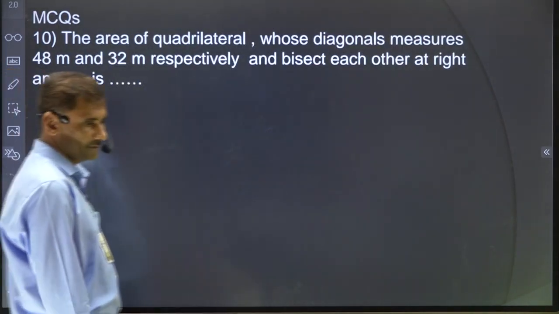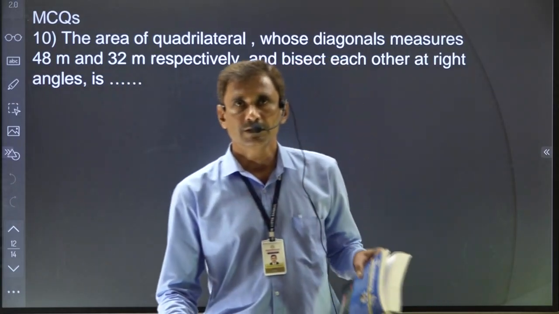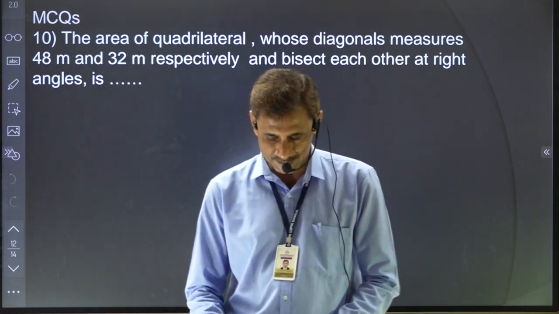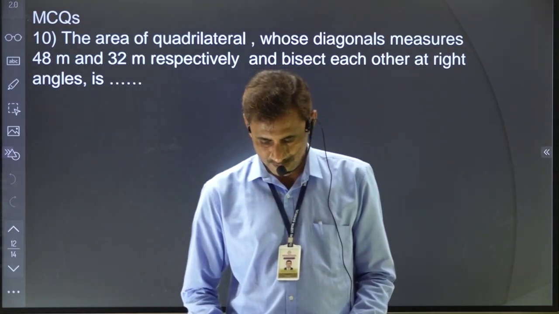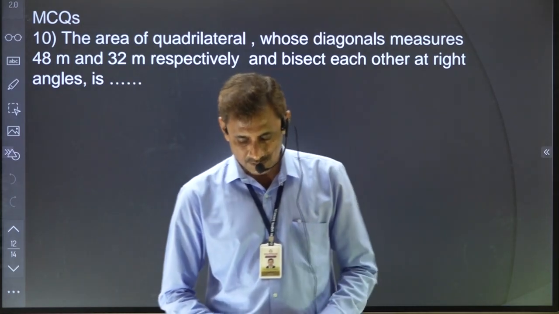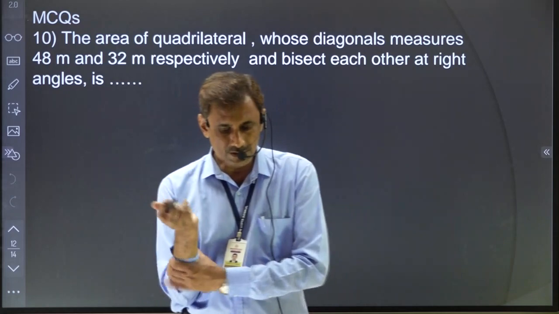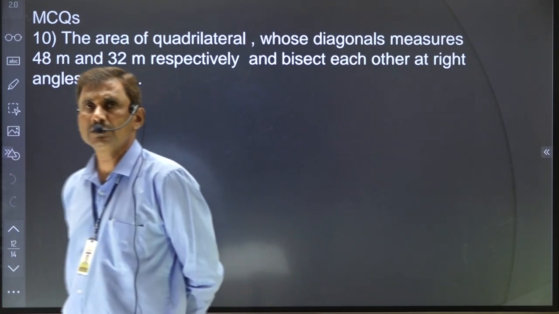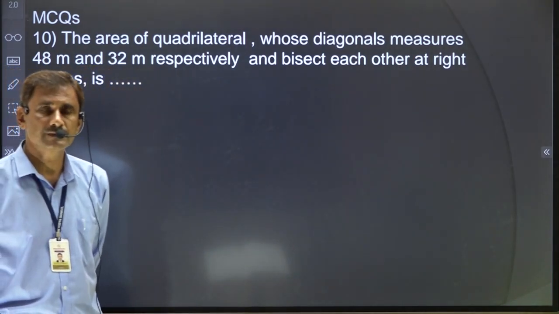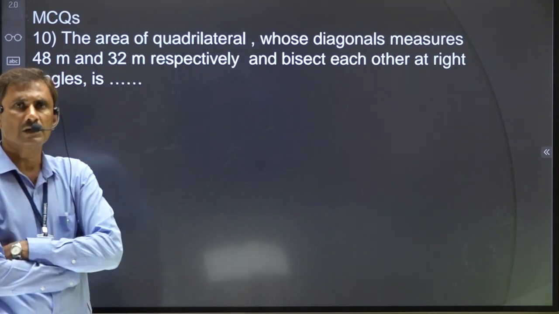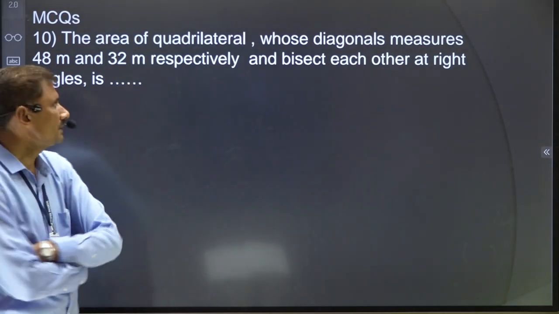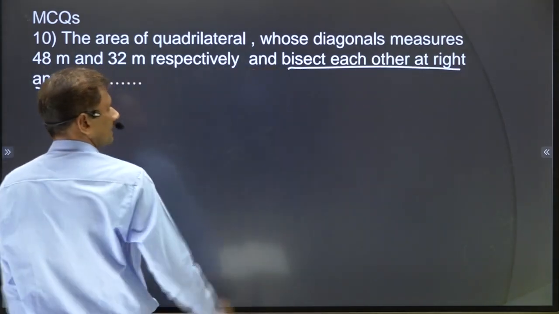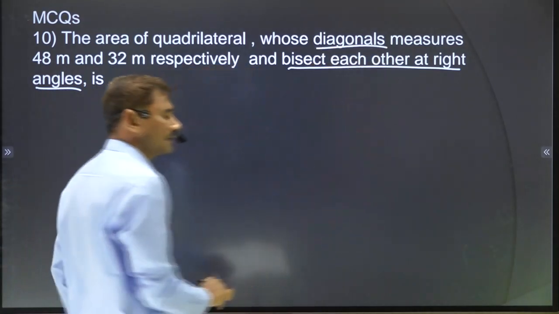Okay, one MCQ is here. Just understand, 10th one is there, MCQ number 10 at page number 766. Area of a quadrilateral whose diagonals measure 48 and 32 and bisect each other at right angle. So I actually took this MCQ for this purpose. They have not given what type of quadrilateral it is. But look at the property here: diagonals bisect each other at right angles.